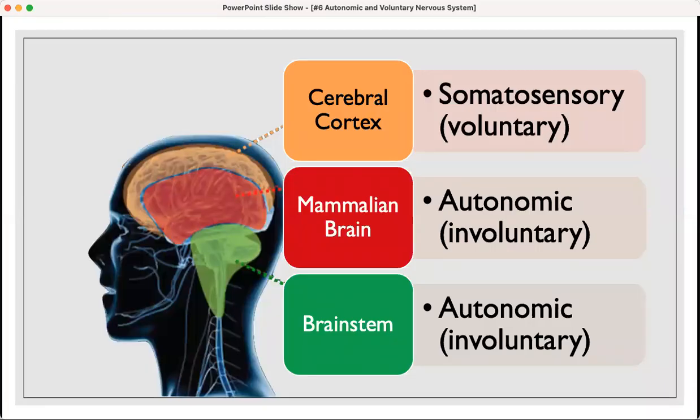The cerebral cortex is what we call the somatosensory. So it senses what's going on if you're touched by an insect, for instance, and it makes those voluntary decisions what to do about it. The mammalian brain and the brainstem are involuntary responses to what's going on in your body.